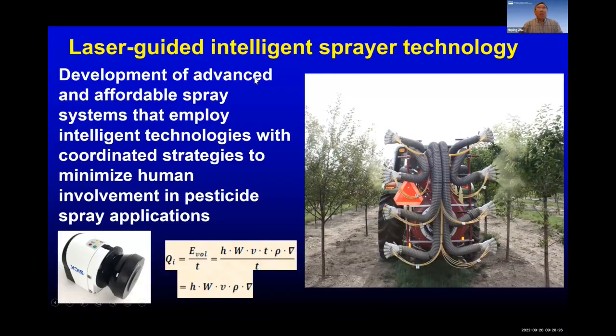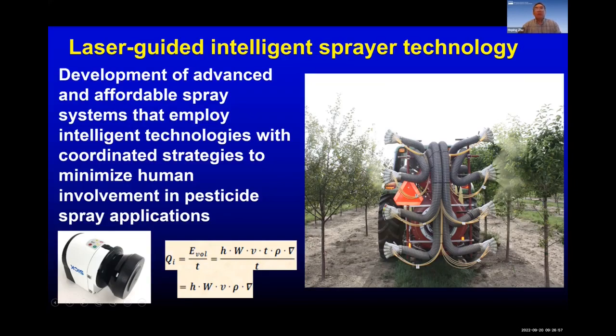To solve this problem, we invented a precision laser-guided intelligent variable-rate spray system. We integrated a high-speed laser sensor into this sprayer to see plants and then automatically adjust each nozzle output to match plant structures in real time.